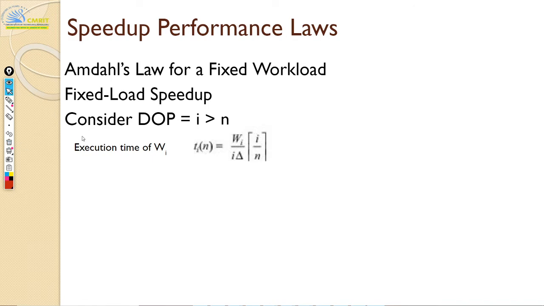So now what are we going to do? We are going to come up with this equation for the execution time for the instant where the degree of parallelism is i. That will be given by your workload divided by i times delta, where delta is nothing but the computational capacity, the MIPS or flops, of your machine.